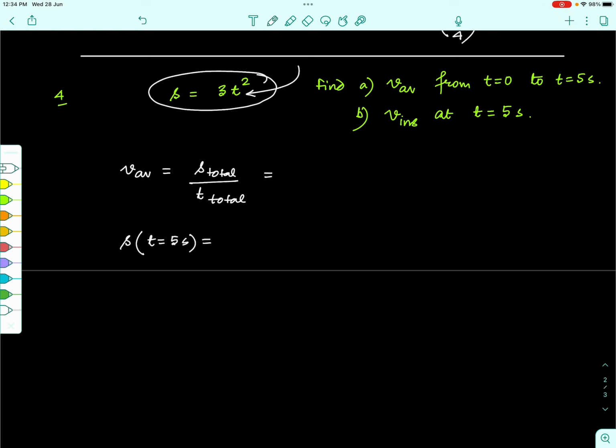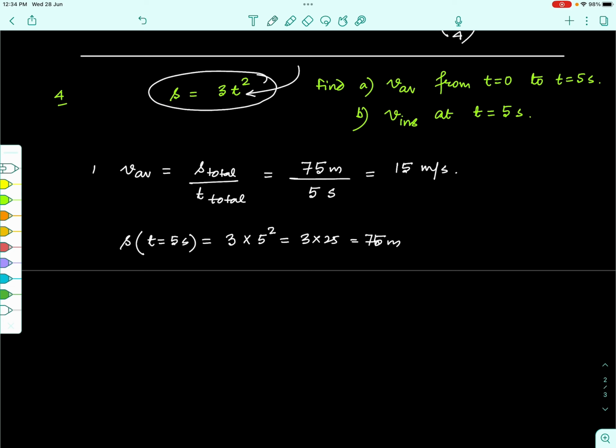Substituting t is equal to 5 in the above expression, we will get 3 into 5 squared, which will be 3 into 25, that's 75 meters. And now we can use that 75 meters as the total distance travelled by the body in the first 5 seconds divided by the time taken, which is 5 seconds itself. So, see that we are getting the answer simply as 15 meters per second for average speed, right.